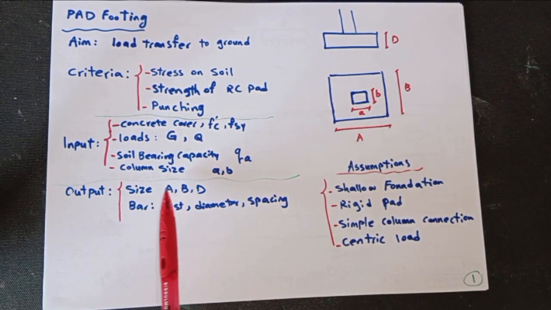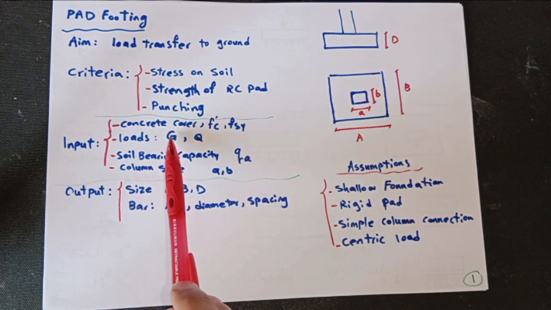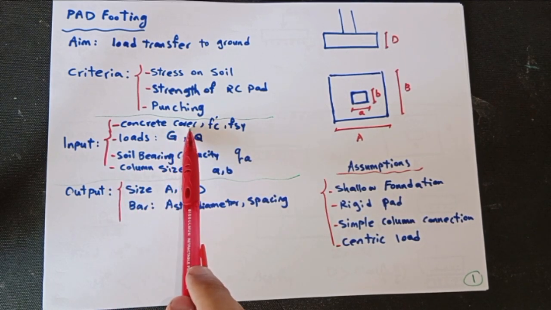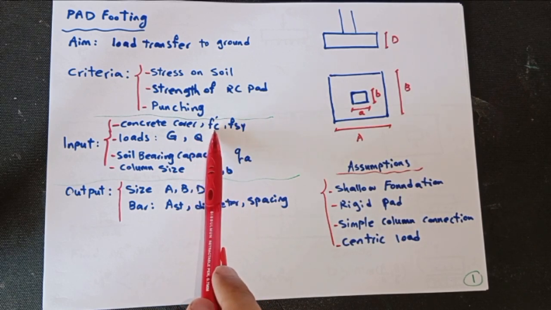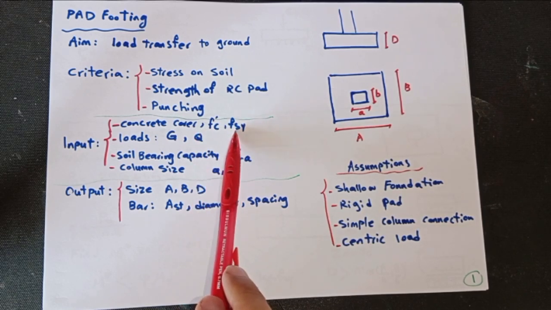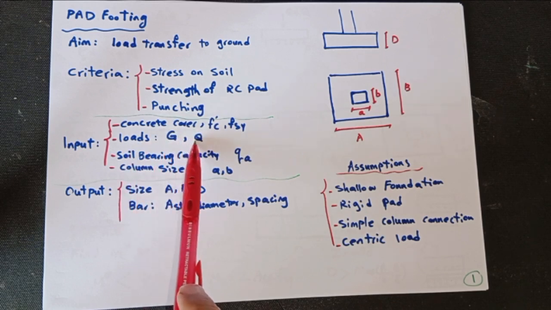In general, we have these values as input to design. We need to have concrete cover around reinforcement in the pad, and we need concrete strength, and we need yield strength of the reinforcing bars. We need loads. Generally it is G and Q, dead load and live load.